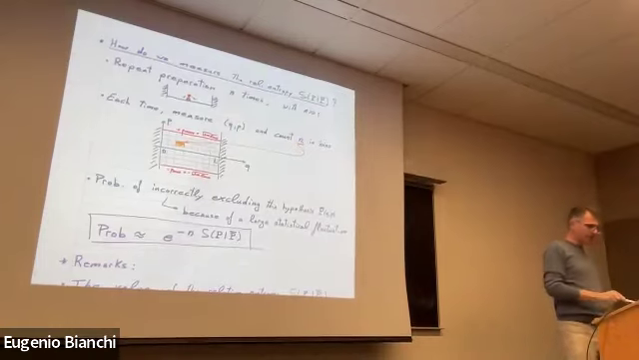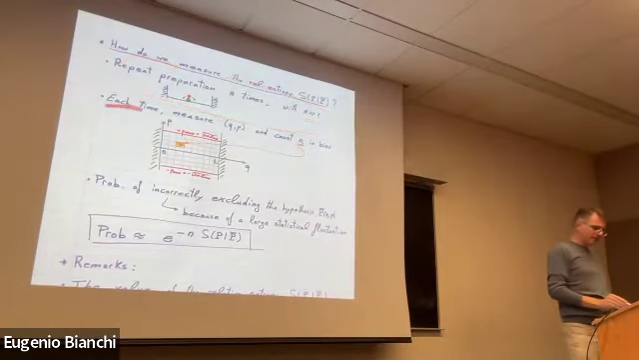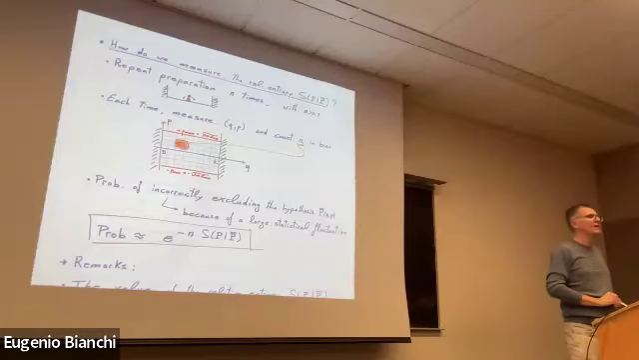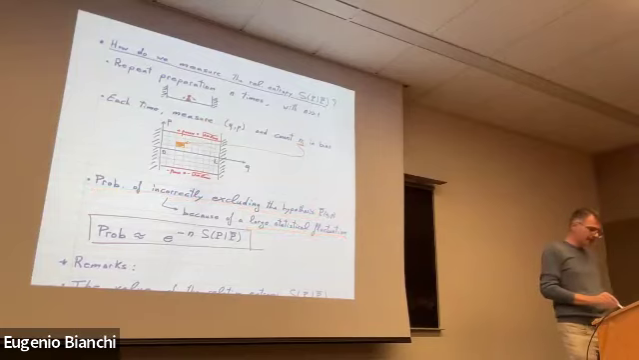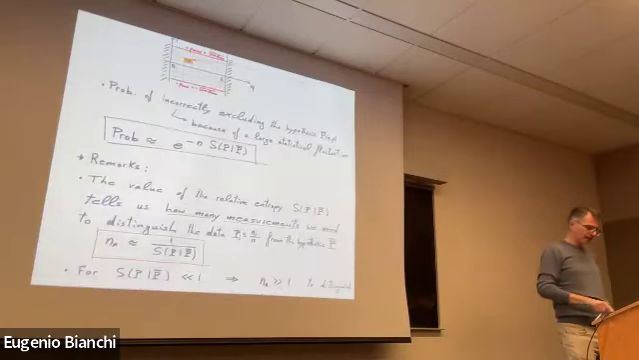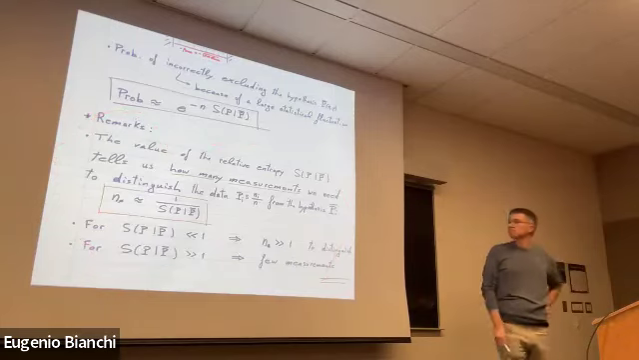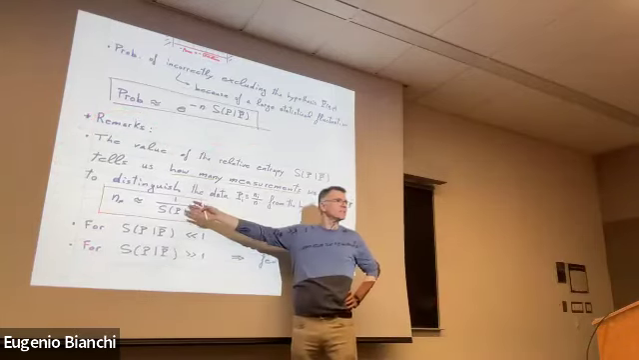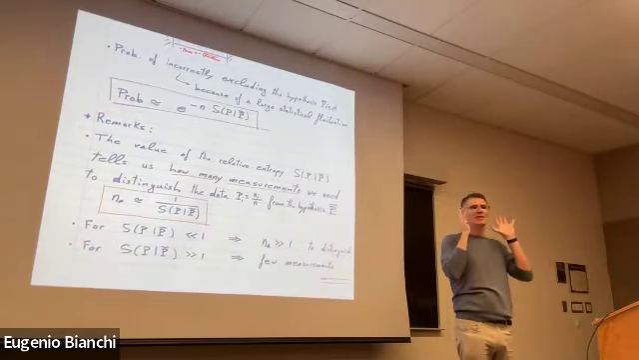How do we measure it? Well, repeat preparation many times. Each time measure in which bin do you end up in phase space. The probability of incorrectly excluding the uniform hypothesis because of some large statistical fluctuation is e to the minus n times the relative entropy. And so out of that value, you can tell how many measurements you need to distinguish them, exactly as before. This is essentially all you need at the classical level.